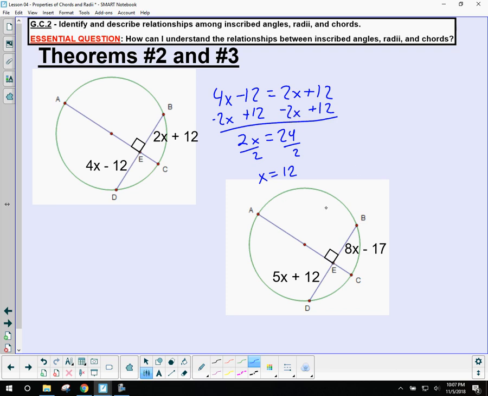Make these equal each other too. 8x minus 17 equals 5x. Add 17 to both sides since I moved the x's to the left-hand side. That gives 3x equals 17, wait, 29.